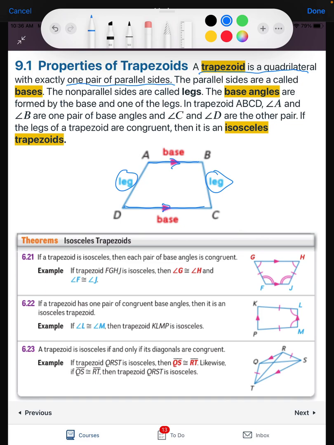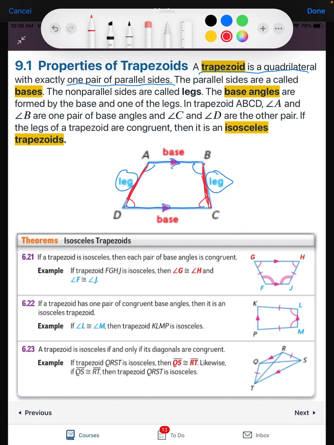The base angles are formed by the base and one of the legs. So A and B form a pair of base angles, these two, and then C and D also form a pair of base angles. If the legs of the trapezoid are congruent, then it's an isosceles trapezoid. So if these two legs are equal to each other, then it's called an isosceles trapezoid.